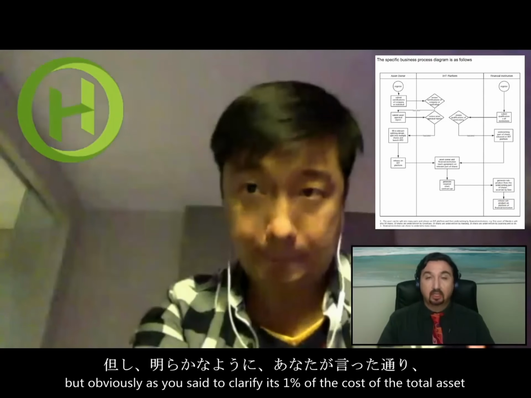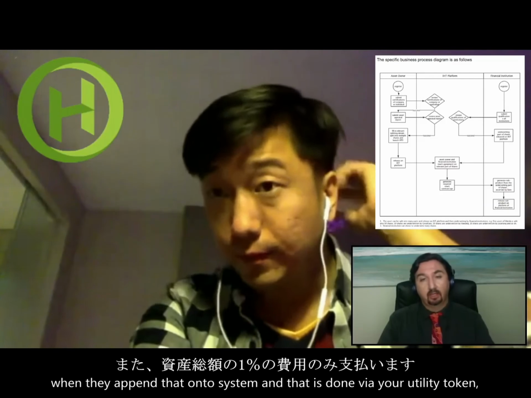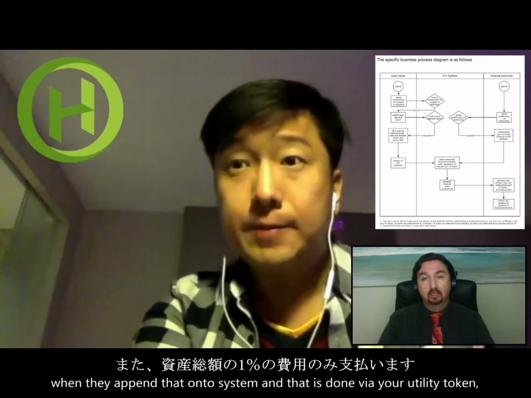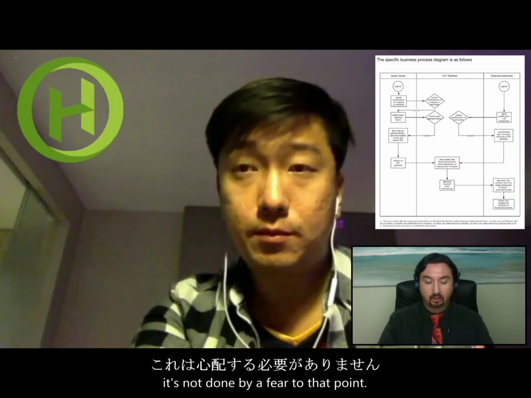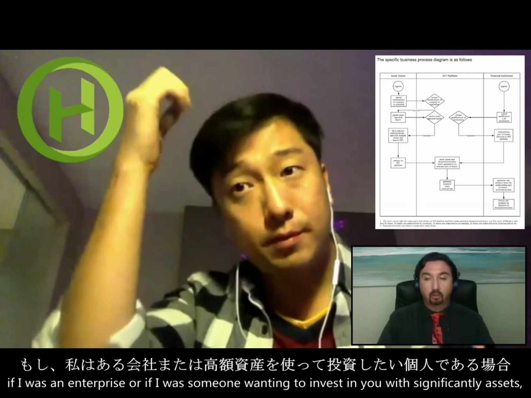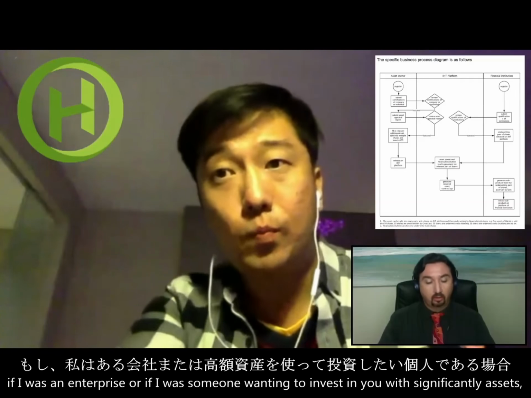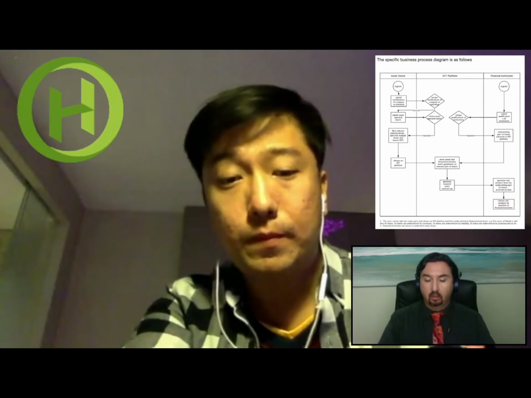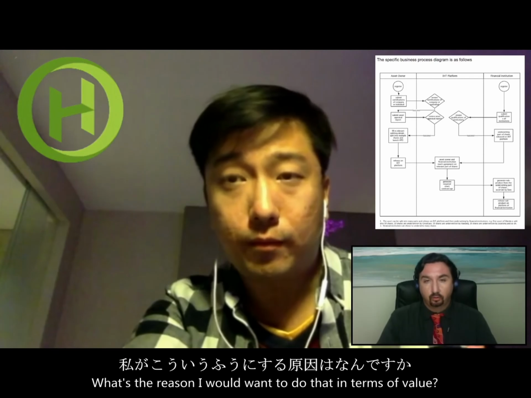But obviously, as you said, to clarify, it's 1% of the cost of the total asset when they append that onto the system. And that is done via your utility token. It's not done via fiat at that point. So could I ask you directly, what is the benefit fundamentally? If I was an enterprise or someone wanting to invest in you with significant assets, why should I do it? What's the reason I would want to do that?